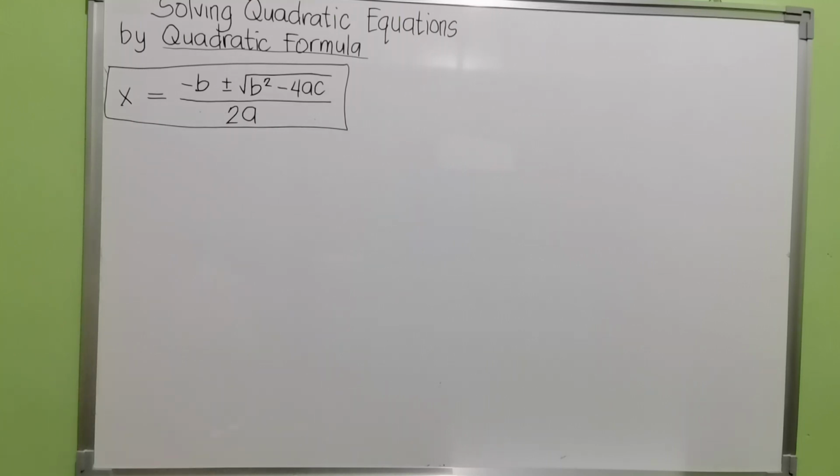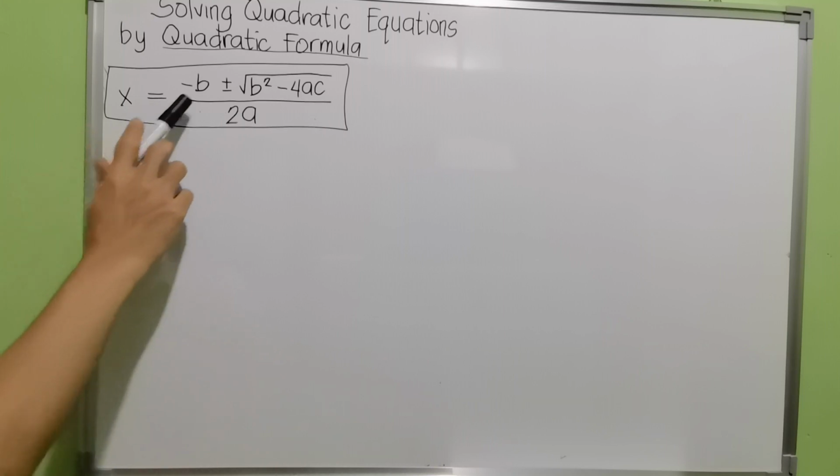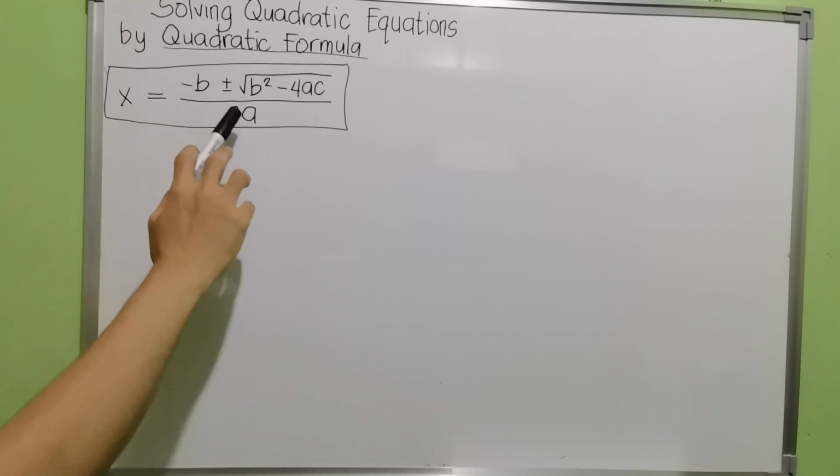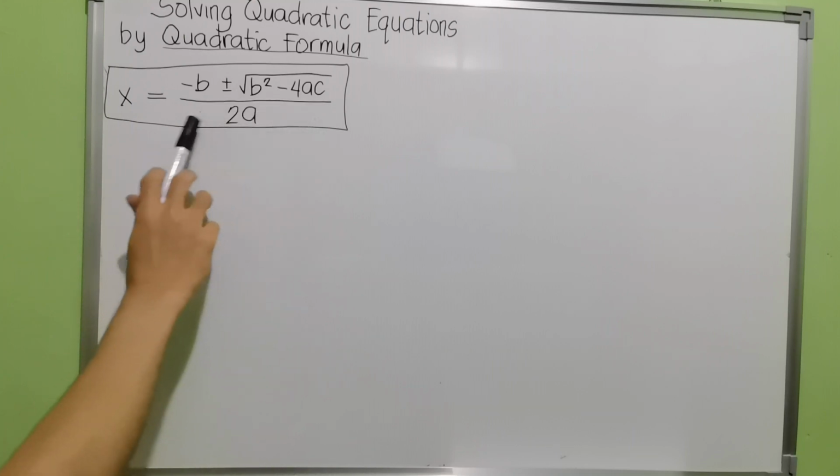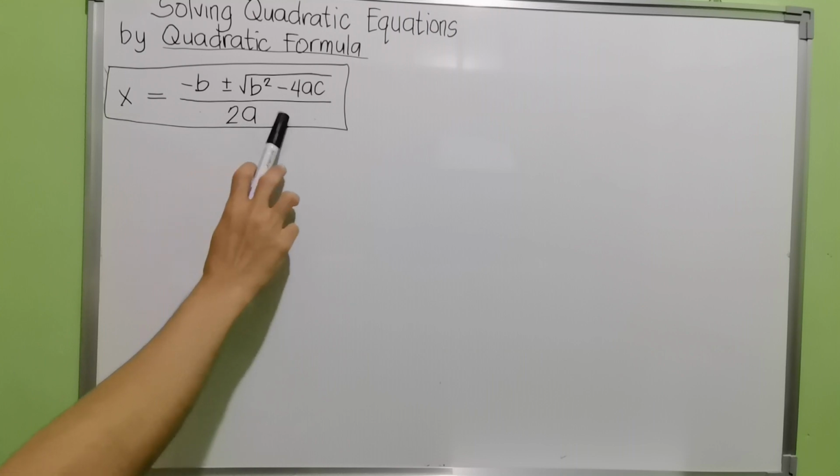Our topic for today is about solving quadratic equations by quadratic formula. If a quadratic equation cannot be solved by the factoring method, we have to use the quadratic formula, which is x equals negative b plus minus square root of b squared minus 4ac divided by 2 times a.